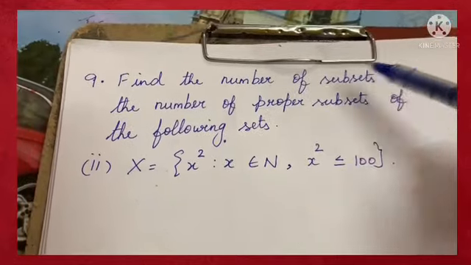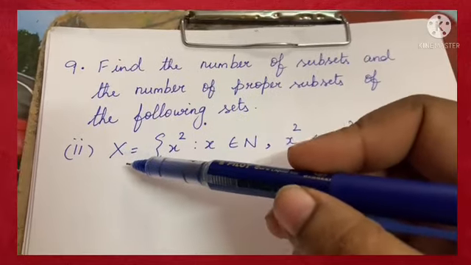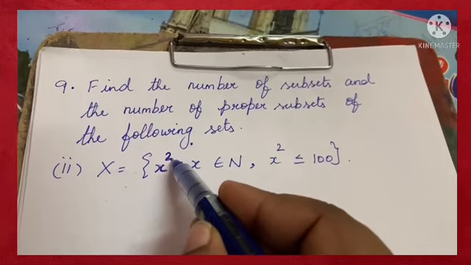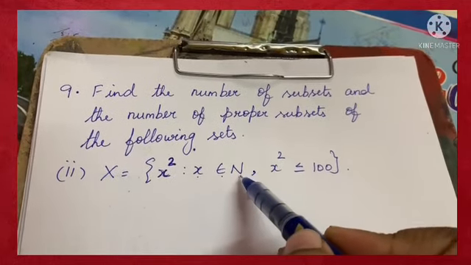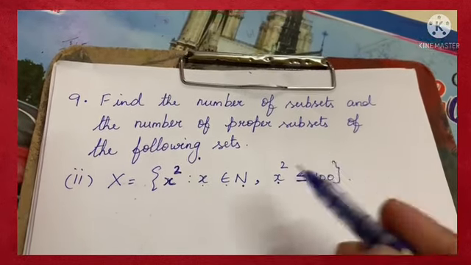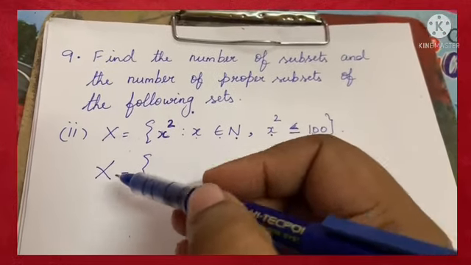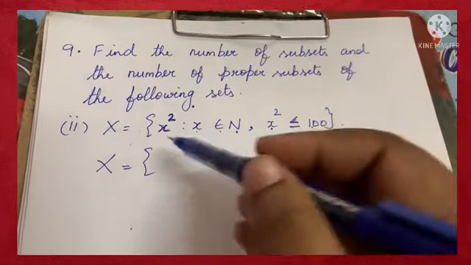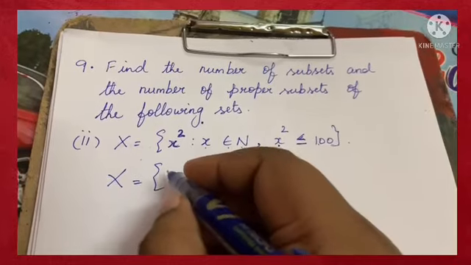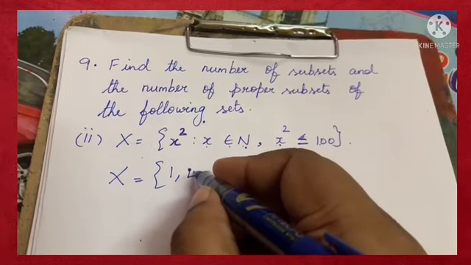Find the number of subsets and the number of proper subsets of the following sets. Okay, here we have taken a set X. How is our X? X should be like x square. X should be taken from natural numbers, and the x square value should be less than or equal to 100. So we have to write first how many elements are going to be present in X. So let us find the elements of X. X element should be x square. So x square, natural numbers. 1 square is 1. 2 square, 4.